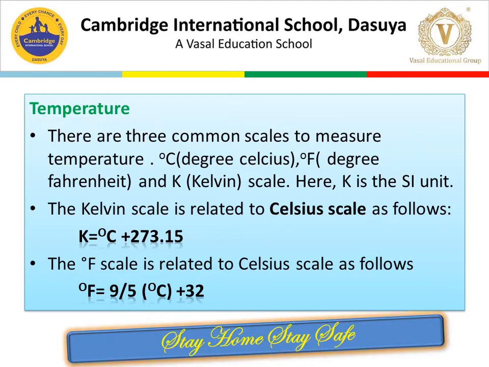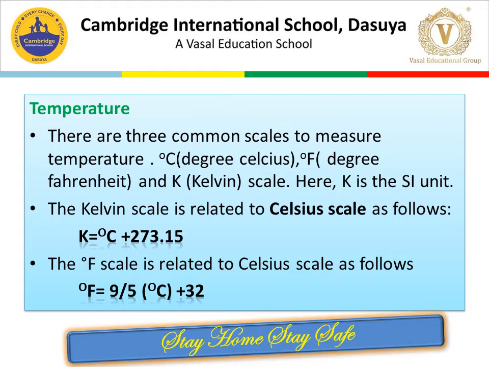Another type of physical quantity that we often use is temperature. Basically, temperature measures the heat energy, or it measures the degree of hotness. Now we commonly use three scales to measure temperature. The first one is degree Celsius, the second one is degree Fahrenheit, and the third one is the Kelvin scale, which is also called the thermodynamic scale of temperature. The SI unit of temperature is Kelvin.